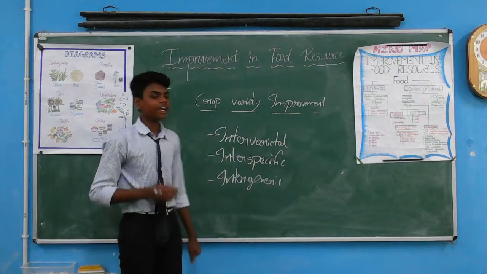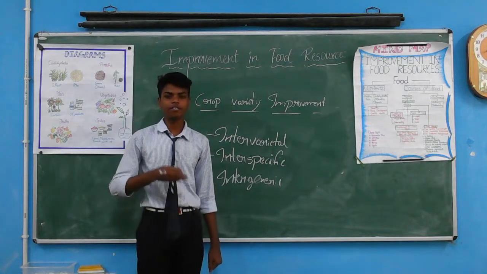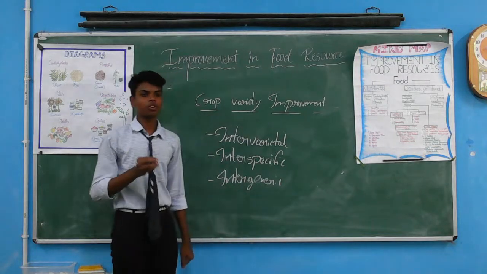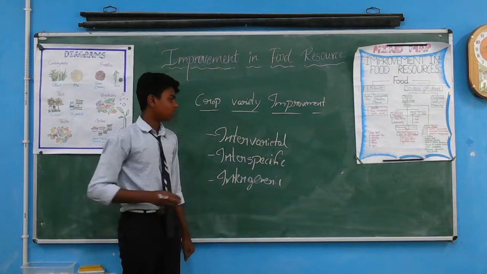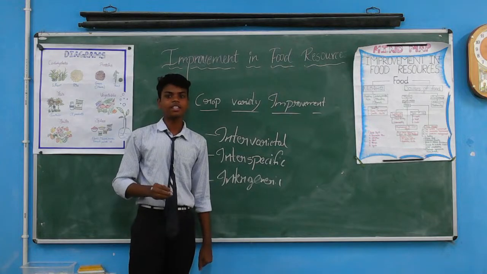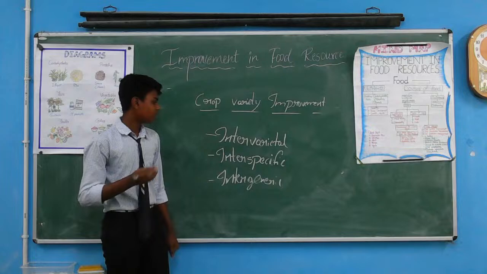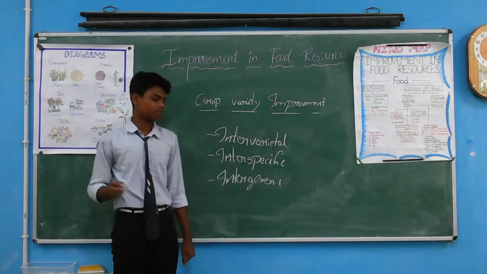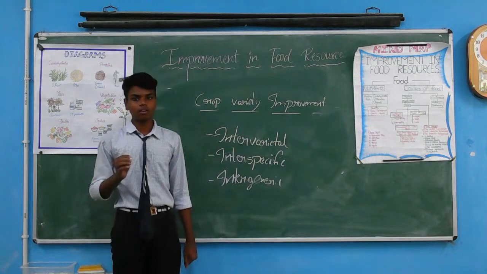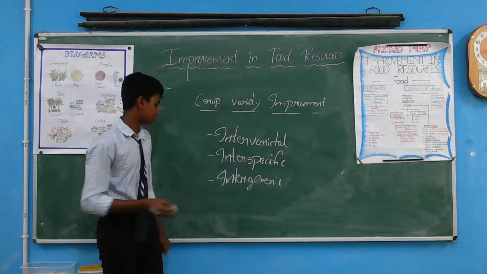We look into the first one, intervarietal. This is the cross made between two plants belonging to different varieties of crops. This is the most common method of breeding. The second one is interspecific. This is the cross made between two plants belonging to different species of the same genus. And the third one is intergeneric. This is the cross made between plants belonging to different genera.